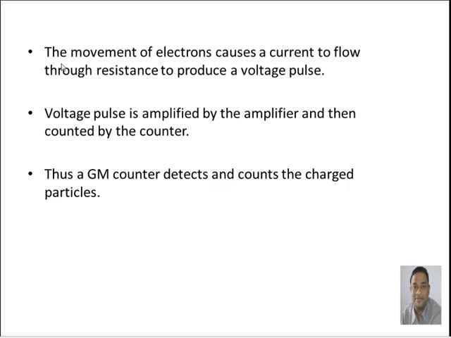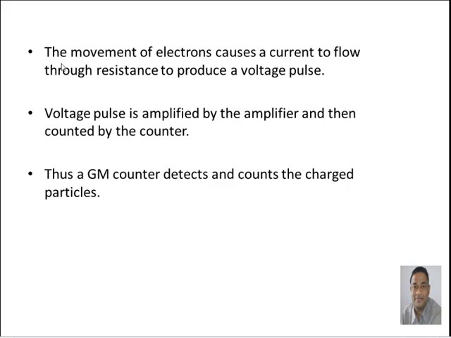Now the movement of electrons constitutes current. We all know this, that whenever electrons move or are displaced from one position to another in a circuit, it produces current. So movement of electrons produces current which flows through the resistance to produce a voltage pulse. And as I have mentioned earlier, the voltage pulse may be very weak. It may be of the order of a few microvolts to a few millivolts.